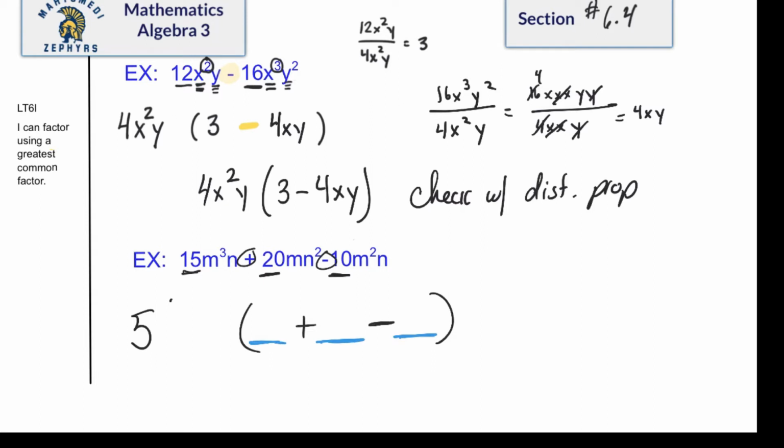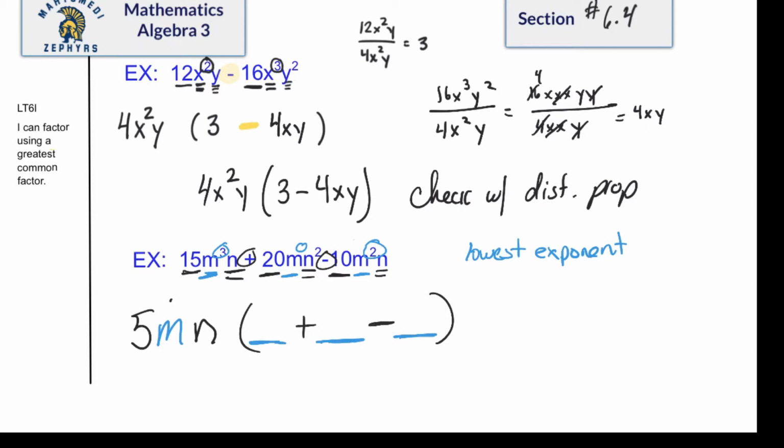So we are going to look at the m variable to start with. M cubed, m, and m squared, a 1 and a 3, we always factor out the lowest. That's an m. So when you're looking at variables, you always want to look at the lowest exponent is what is factored out. We have an n squared and an n, so we're going to pull out the n to the first.